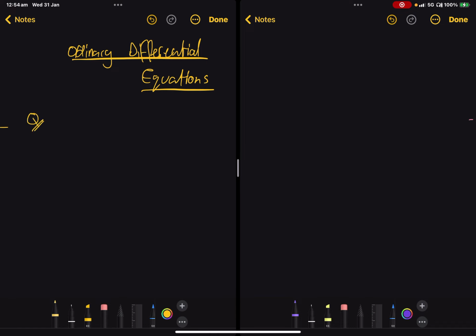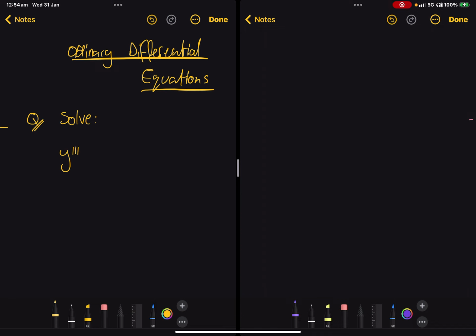So we're going to have a look at another question from the topic of ordinary differential equations. This time we're going to have a look at a third order ordinary differential equation. We are told to solve the following. So the direction is just solve.